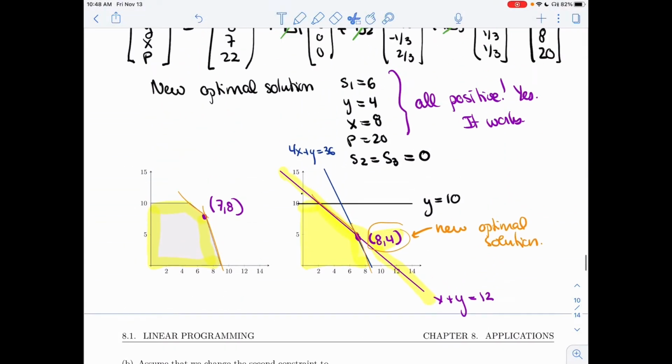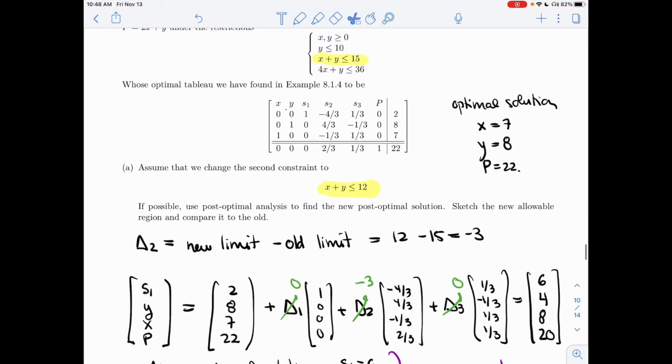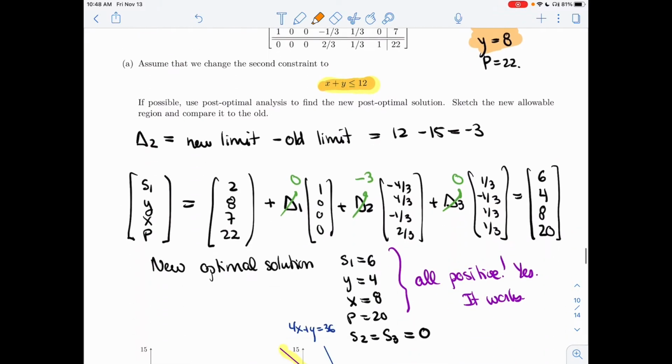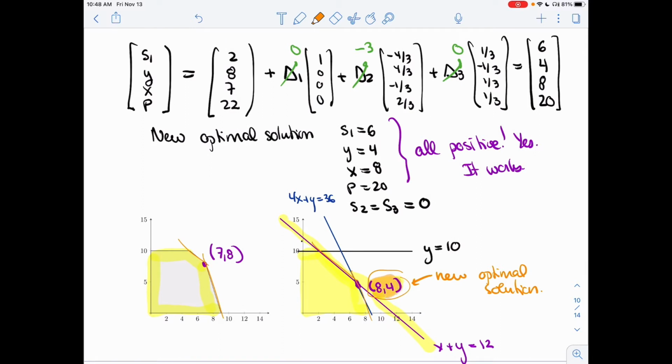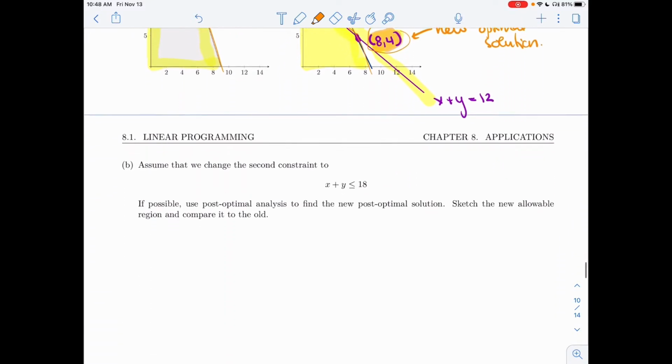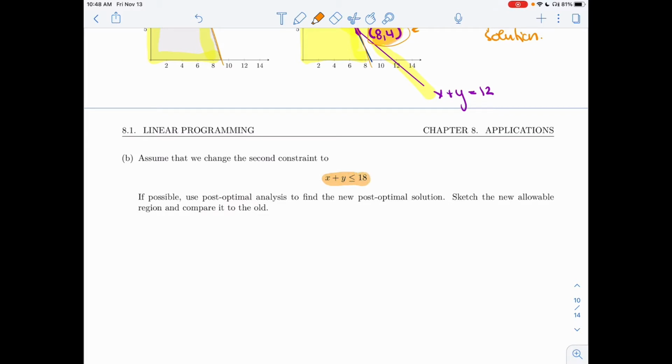In the previous video, we looked at what happened when we changed the second constraint of our example on linear programming from x plus y is less or equal to 15 to x plus y is less or equal to 12. And we saw that the optimal solution changed from 7 and 8 to 8 and 4. All right, and we could do it quickly using the information in the final tableau of our simplex method. Now let's see what happens when we change that same constraint to x plus y is less or equal to 18 this time. All right, so we'll do the same work.